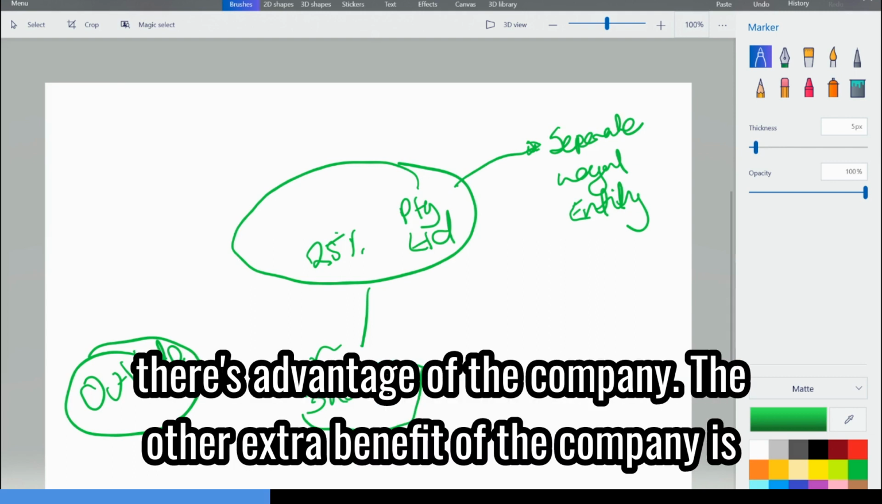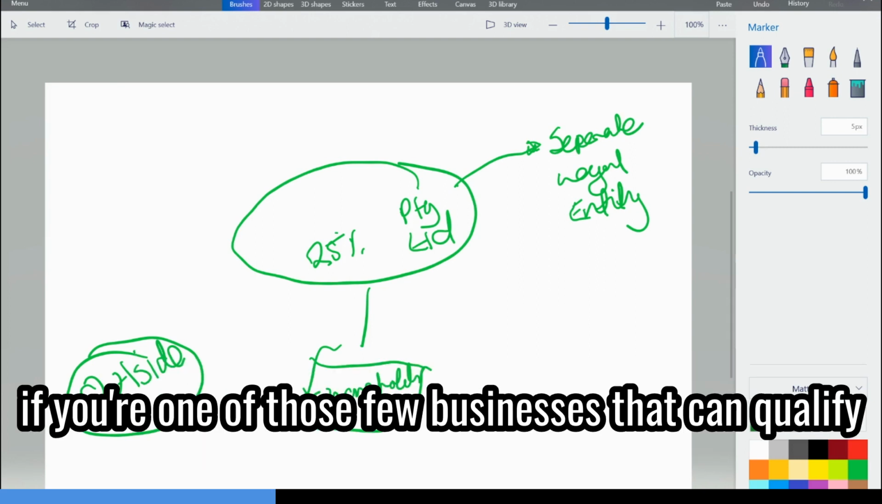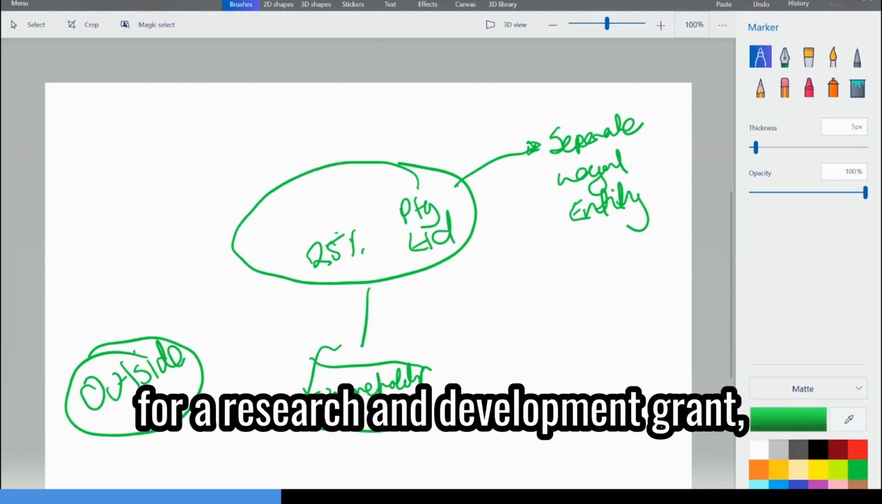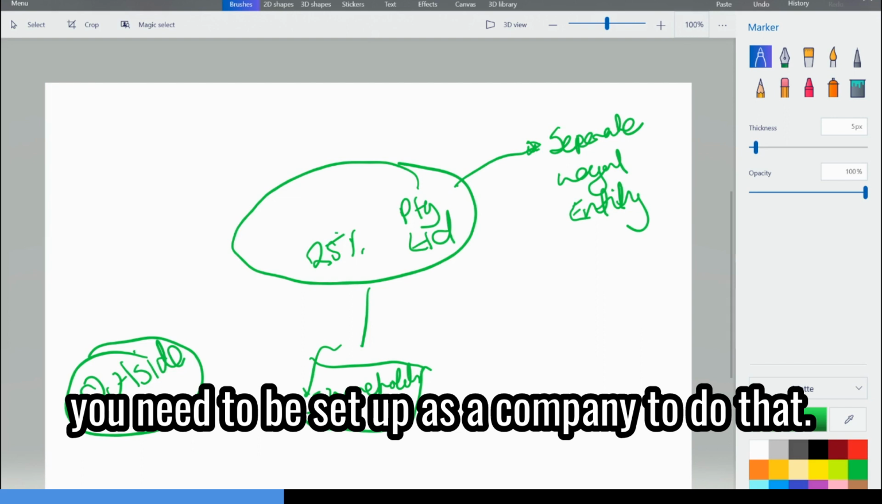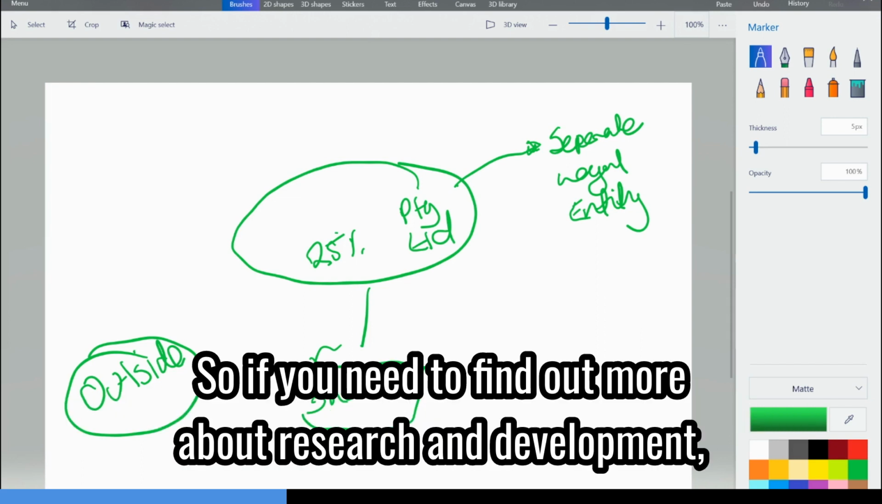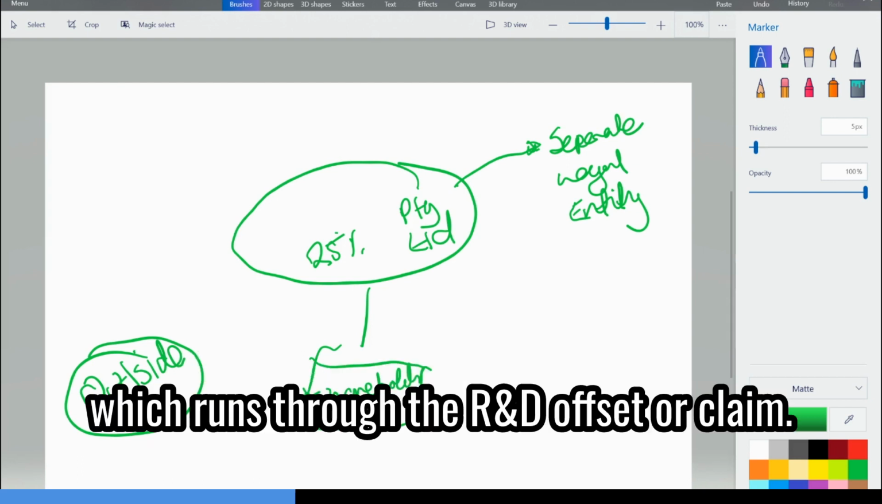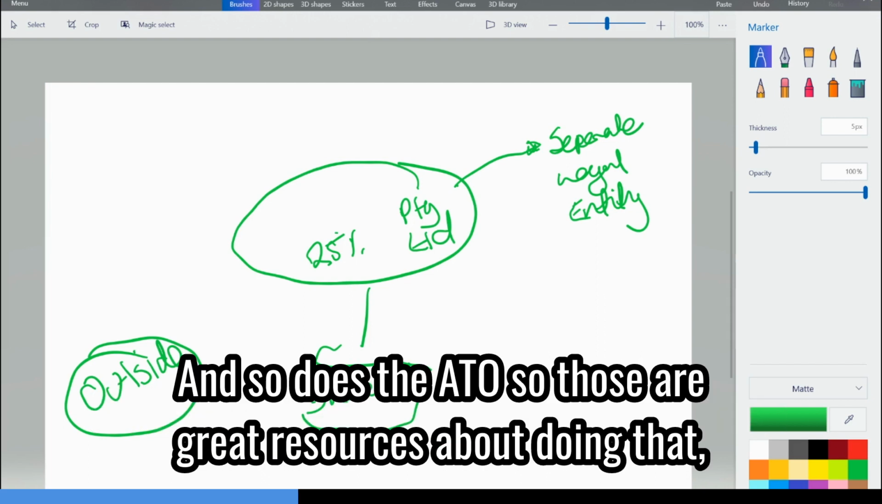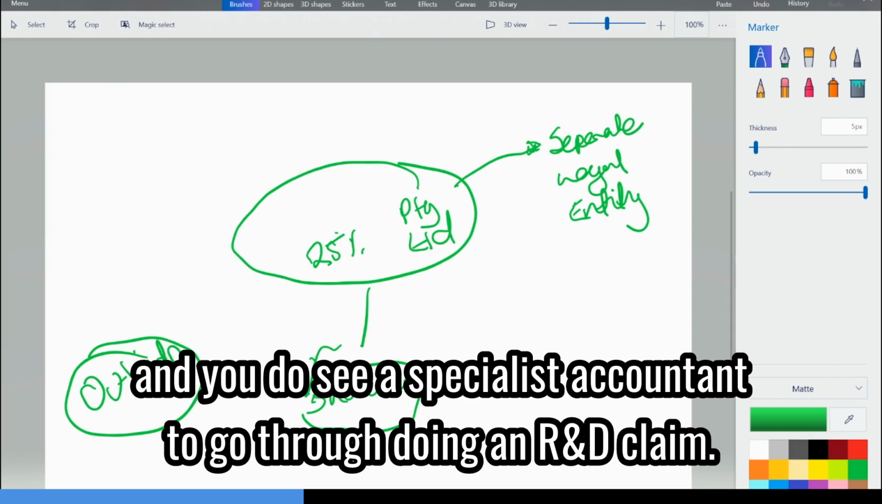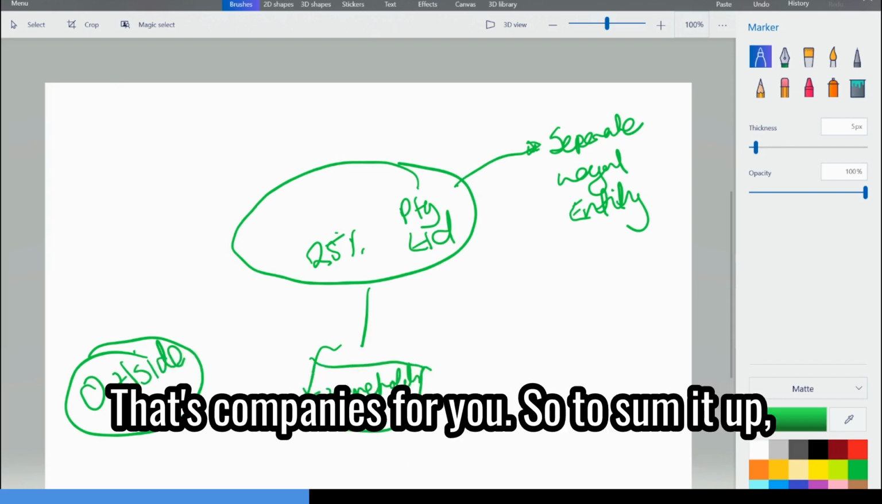There are advantages of the company. The other extra benefit of a company is that if you're one of those few businesses that can qualify for a research and development grant, you need to be set up as a company to do that. If you need to find out more about research and development, feel free to Google and go to the government's business.gov.au website, which runs through the R&D offset or claim, and so does the ATO. Those are great resources, and you do see a specialist accountant to go through doing an R&D claim. That's probably companies for you.